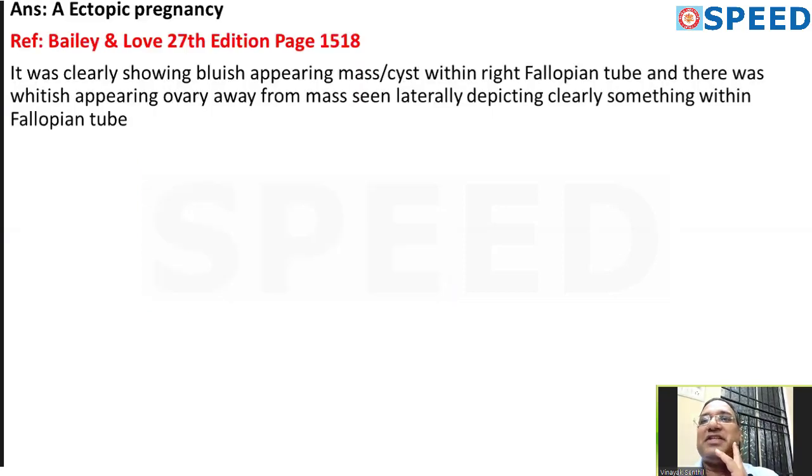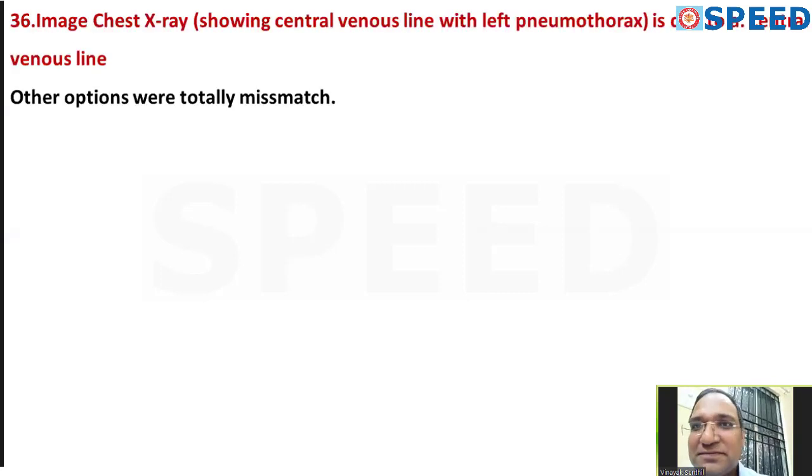It's given in Bailey page number 1518. It's a bluish appearing mass cyst within the right fallopian tube and there was a whitish appearing ovary away from the mass seen laterally, depicting clearly something within the fallopian tube. So this is given in Bailey and Love only. Next slide.